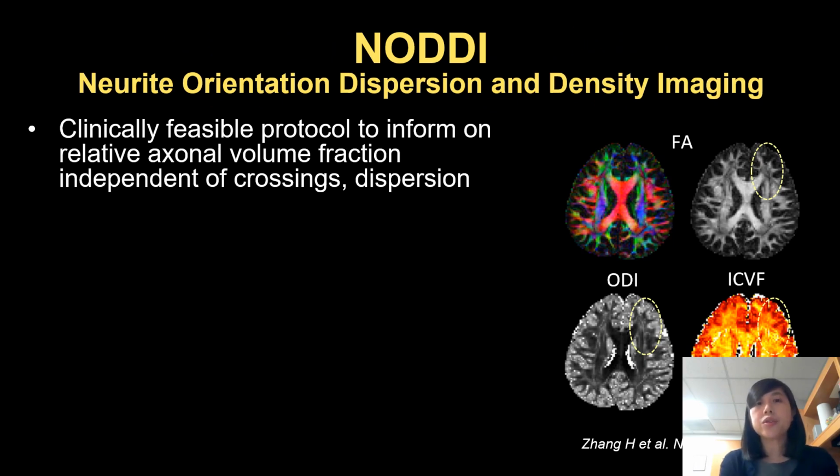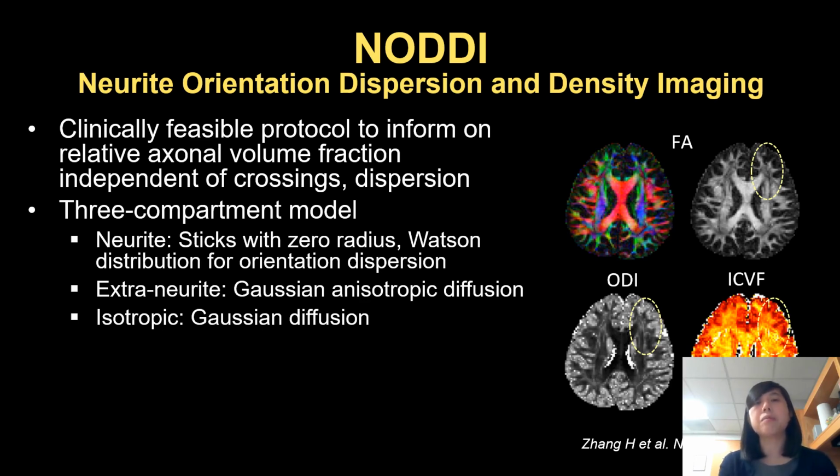So one advanced diffusion model that has gained traction in the last decade or so is NODDI. NODDI stands for Neurite Orientation Dispersion and Density Imaging. This was designed as a clinically feasible multi-b-value protocol that can inform on relative axonal volume fraction independent of fiber crossings and dispersions. So NODDI employs a three-compartment model consisting of neurites, which are essentially axons or dendrites, the extraneurite space, and isotropic diffusion within, say, the cerebrospinal fluid.